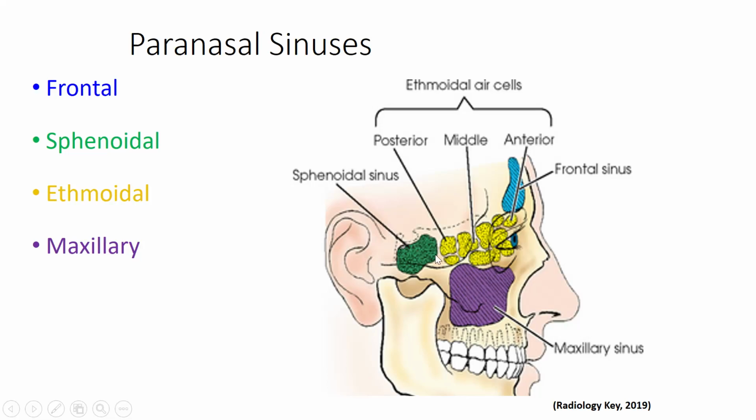And well, in the case of the ethmoidal air cells, these are like little cavities that are located in the lateral mass of the ethmoid bone, between the nasal cavity and the orbit.